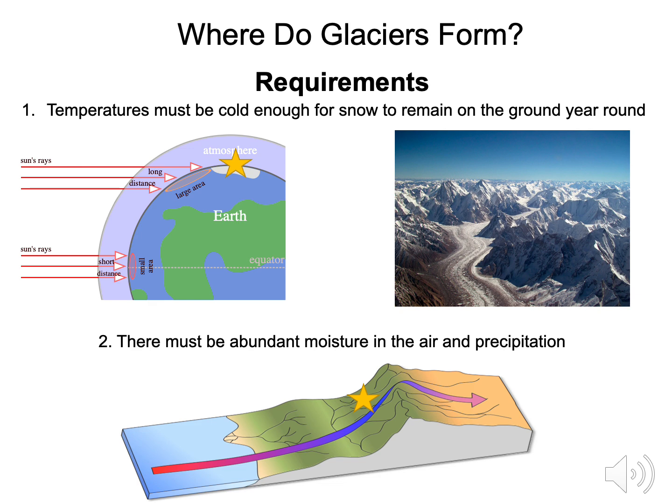The second requirement that is needed for glaciers to form is that there must be abundant moisture in the air that leads to precipitation. So this also indicates that in order for glaciers to form, they need to be in regions where there is enough moisture in the air for precipitation to form. Below our second requirement, I've included a figure that is giving us a sense of the movement of the wind over a mountain range.